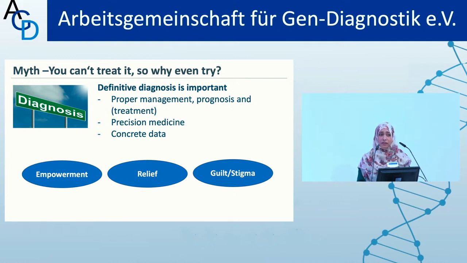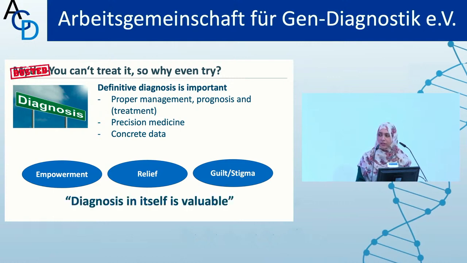We do live in a resource constrained environment, so even if there are approved therapies, our patients will likely in the short term not have access to them, so we can't even offer the SMA drug. But just because you can't treat it, why even try, was the question. The definitive diagnosis has value in and of itself. Value on a scientific basis, but also value for the family in terms of empowerment, in terms of relief.